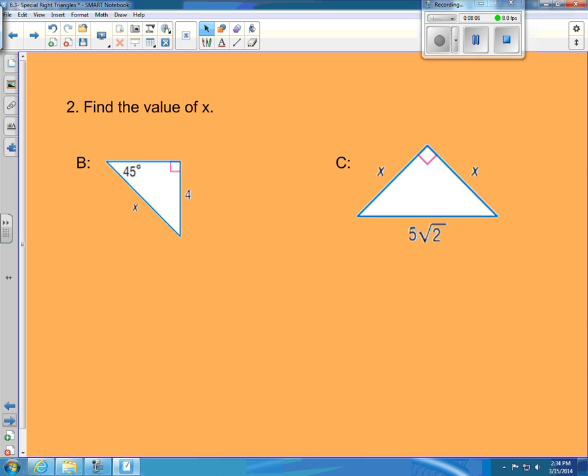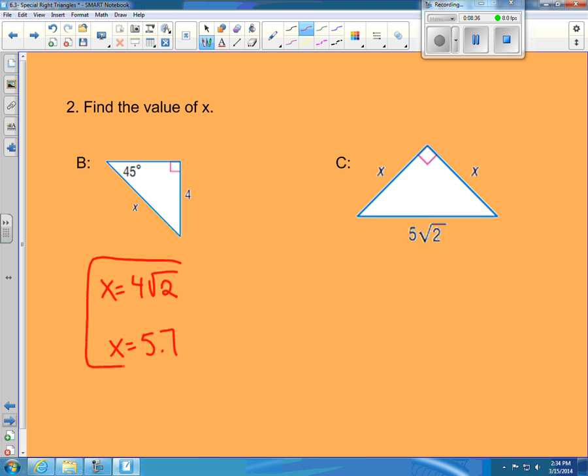Let's take a look at B. B, we're given a leg and we're finding a hypotenuse. All right, so if we're given the leg and we're finding the hypotenuse, look back at your little chart. If given the legs to find the hypotenuse, we multiply the leg by square root of 2. So we're just going to take 4 and times it by the square root of 2. That's the exact answer. If I asked you for the approximate answer, you're going to take 4 times the square root of 2. And that is going to give you 5.7. So for your practice, I'm going to ask for both.